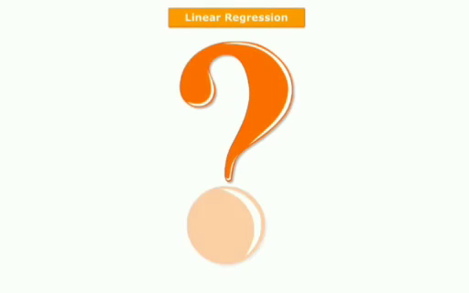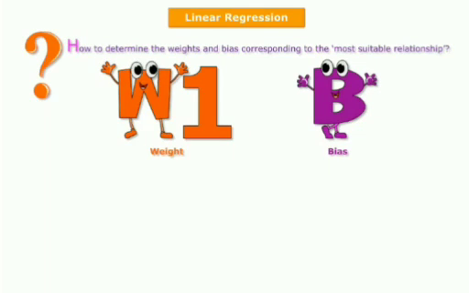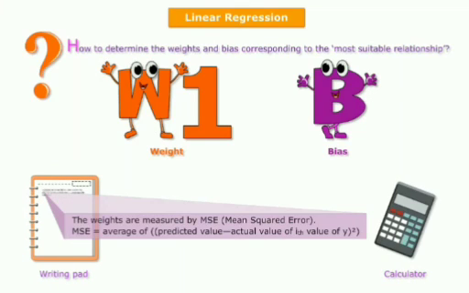There are infinite values. How to determine the weights and bias corresponding to the most suitable relationship? You can understand this with the help of a simple SLR example, the techniques of which can be extended to solve MLR problems in a similar way. The weights are measured by MSE, mean squared error, and adjusting them to get the best possible linear line.